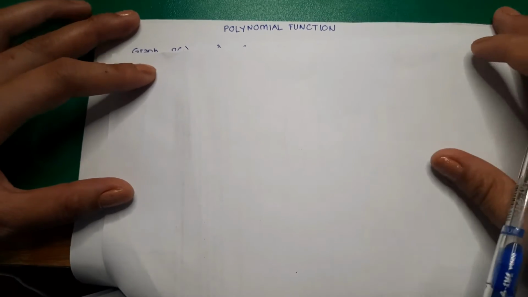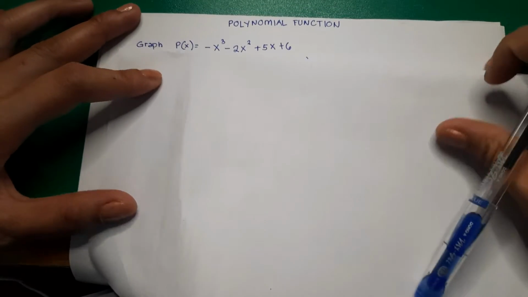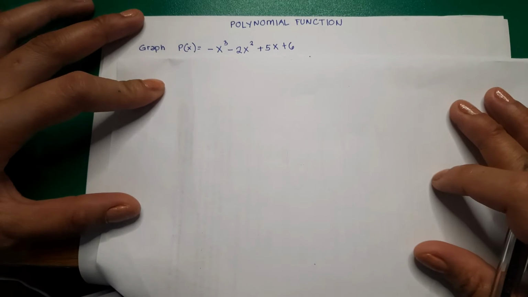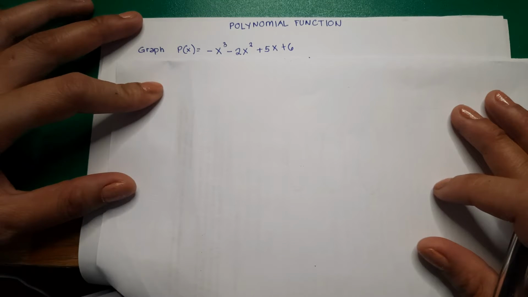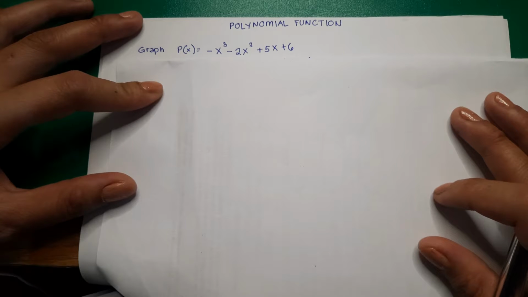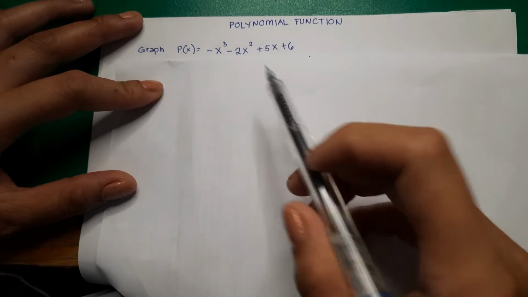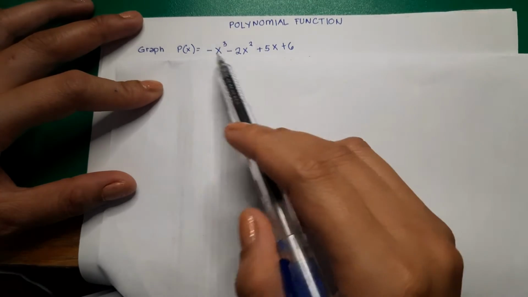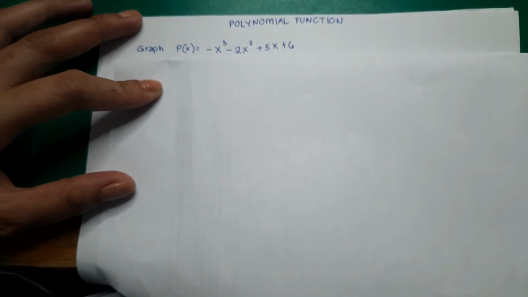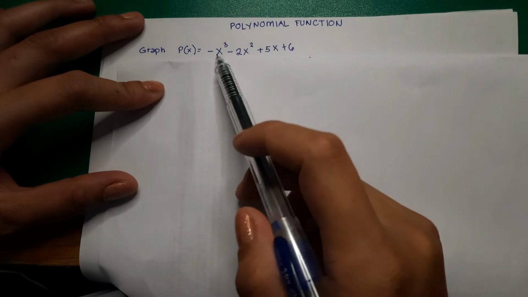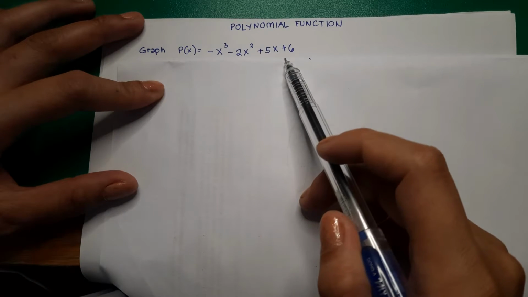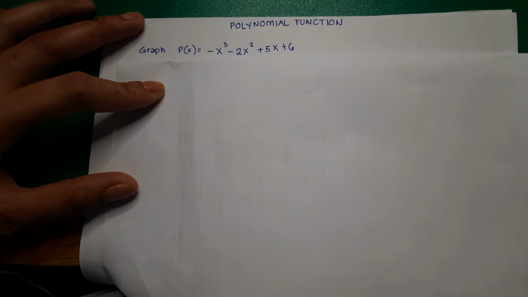Okay, my example here. We need to graph p of x equals negative x to the power of 3 minus 2x squared plus 5x plus 6. By the way, I did not discuss standard form last time. This equation is in standard form. What is the basis that this equation is in standard form?